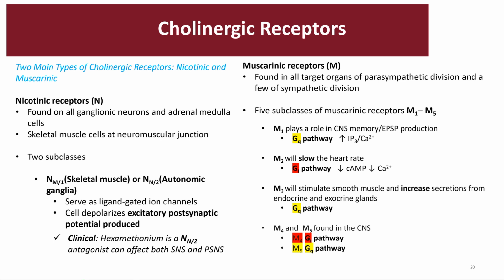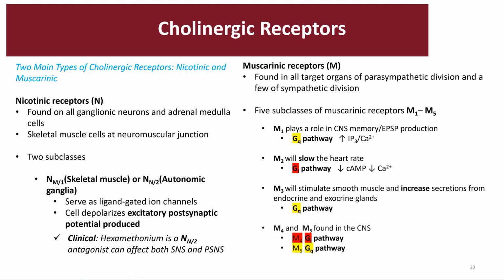The M2 receptor is found strictly inside the heart, and its role is to slow down the heart rate, conduction, and the pumping of blood. It utilizes the GI pathway. It decreases cyclic AMP and drops down calcium.